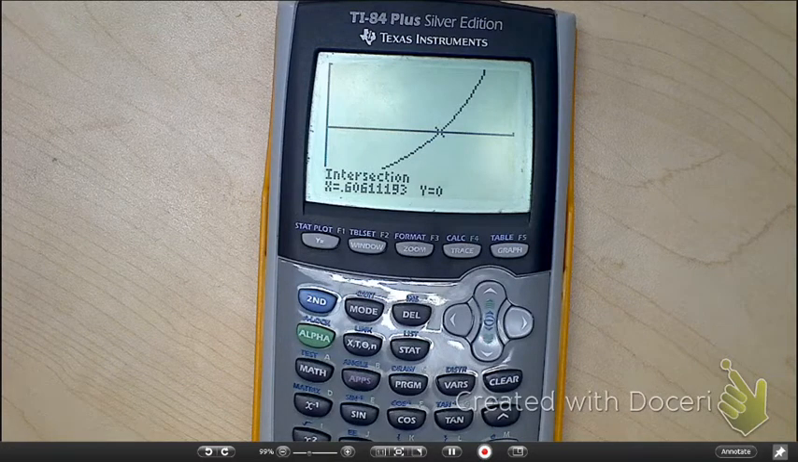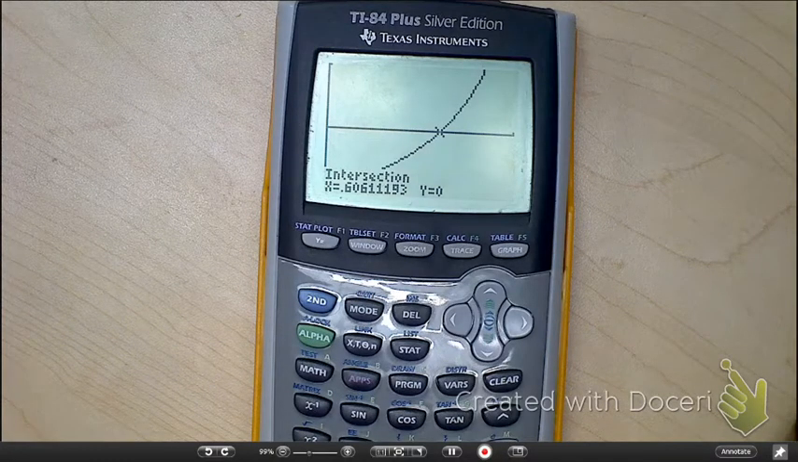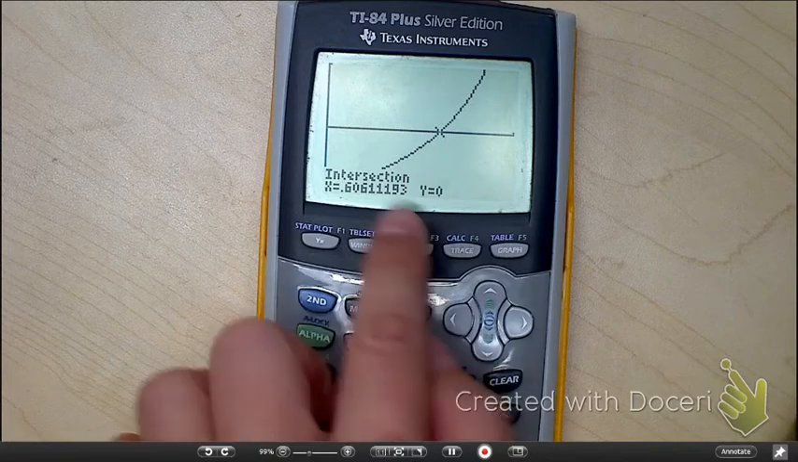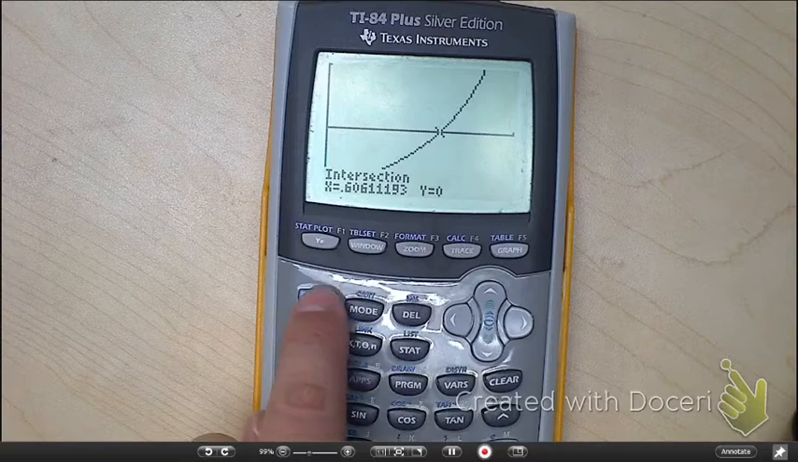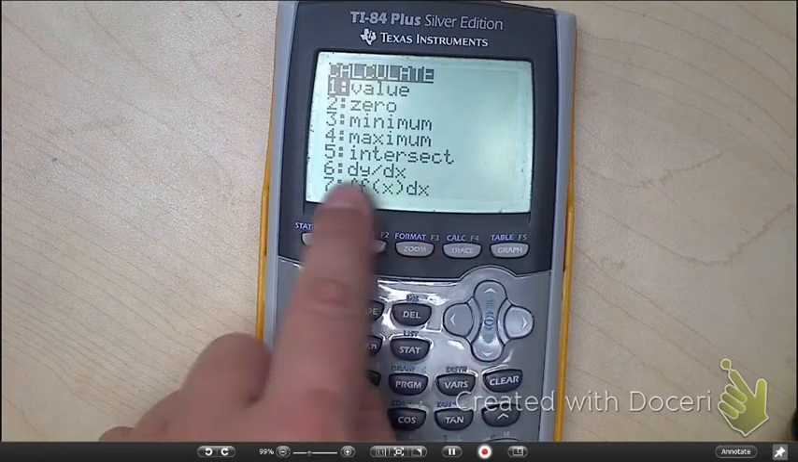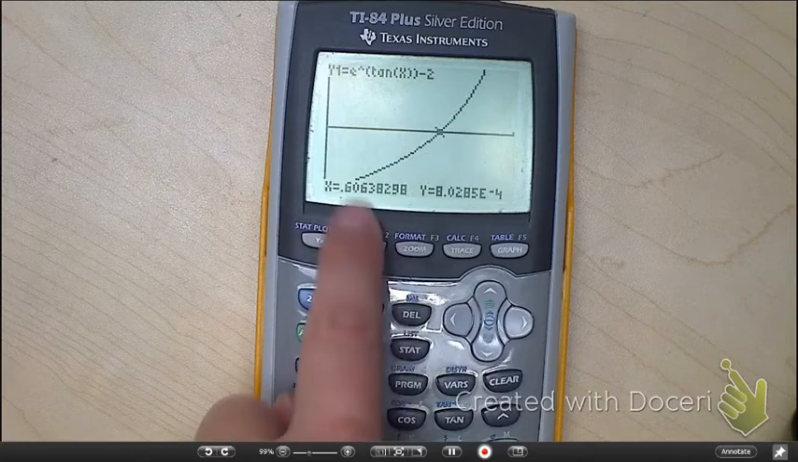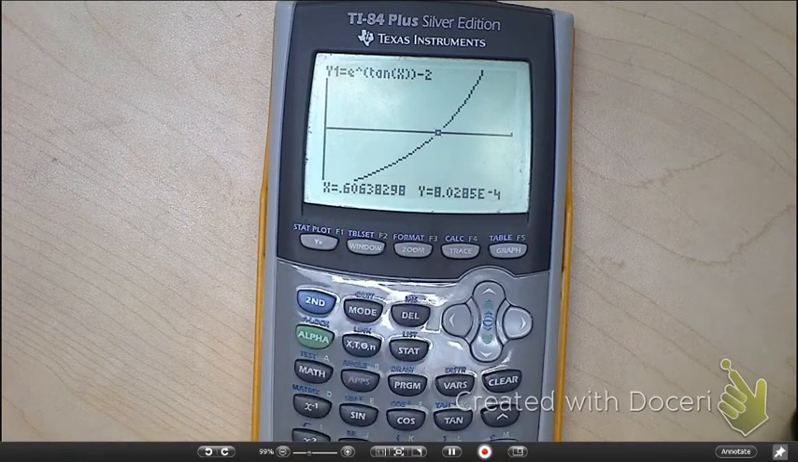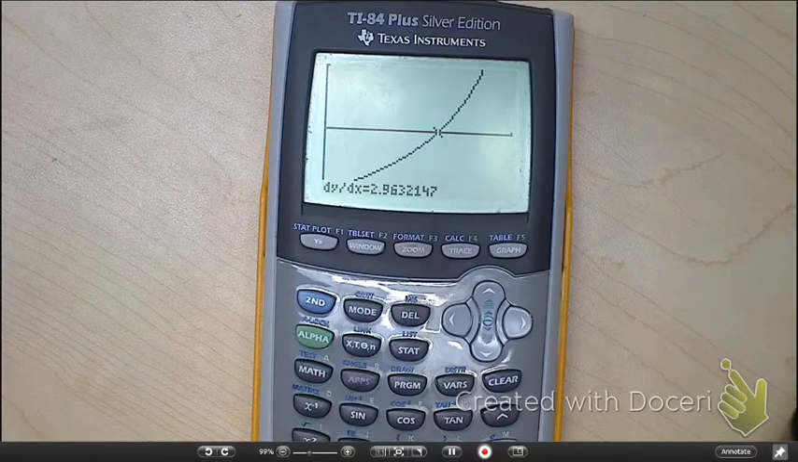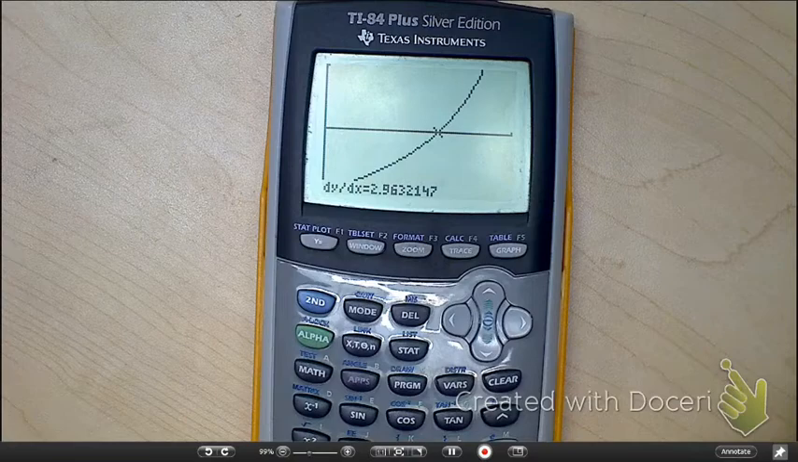Now again, 0.606 is not the answer, even though it appears in the answer choices as answer choice A, but that is not answering the question. The question says, what is the slope of the graph at this point? So I want to know what the derivative is at 0.606. So I'm going to come back in here again to second calc, and I want the derivative dy/dx, which is option 6. And so essentially I want to type in the derivative at 0.606, and I'm going to push enter. And they said, okay, the derivative is 2.963.